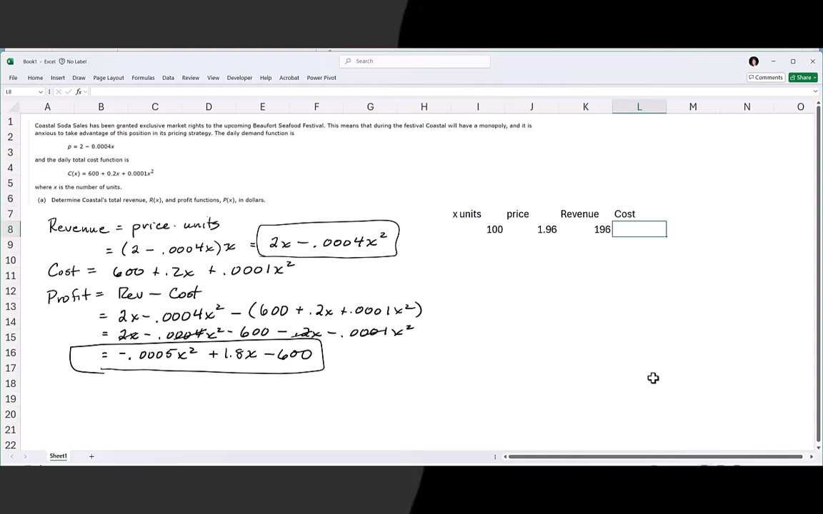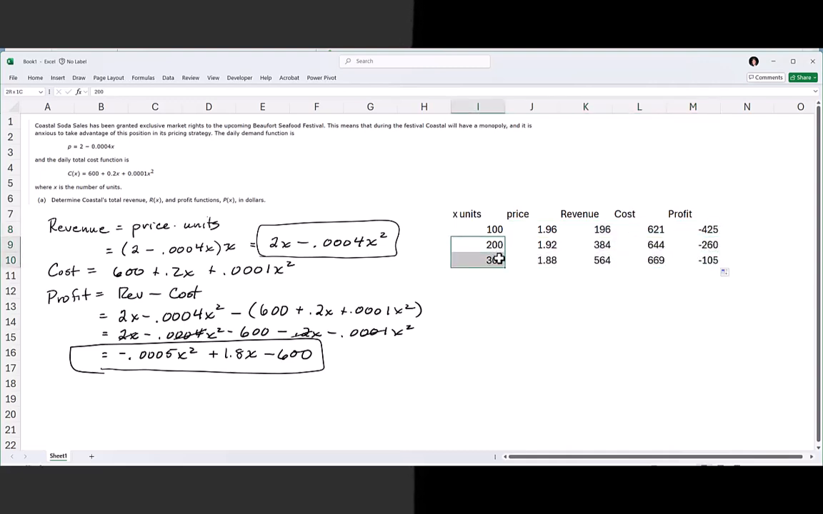There's a cost function provided, which is 600 plus 0.2x plus 0.0001 times the units squared. Neglected to do that right there. So times the units. And then finally, I can build the profit function from revenue, take away cost. So 100 sodas is not profitable. Let's get some more data in here. Copy our formulas down. Okay, better.